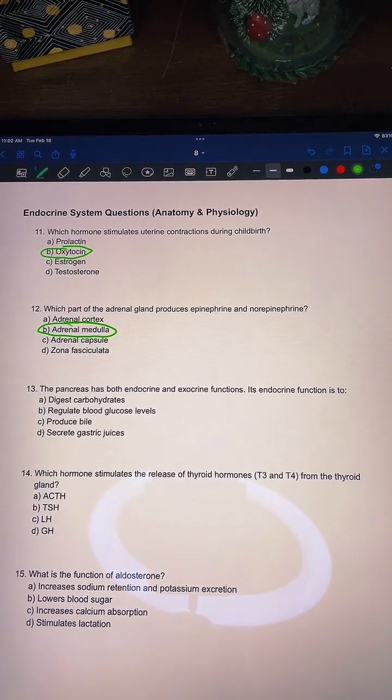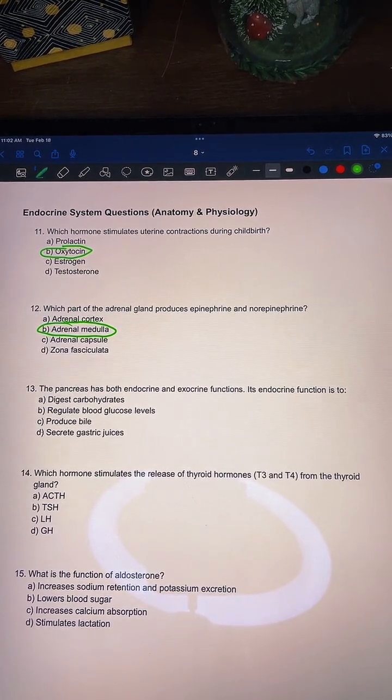move on. Do we want an explanation, or do we want to move on again? I think most of you got that one right. You explain the answers.